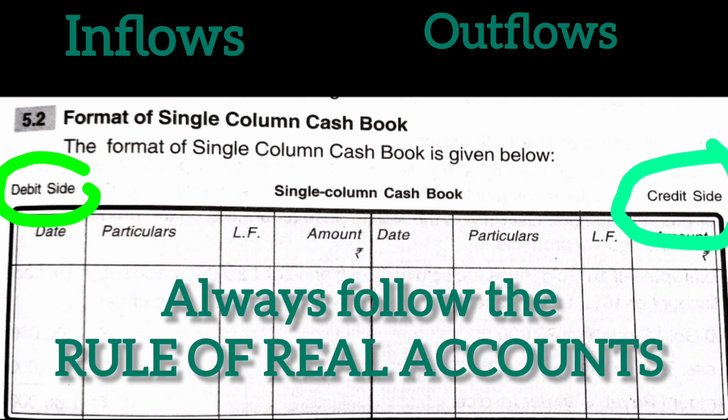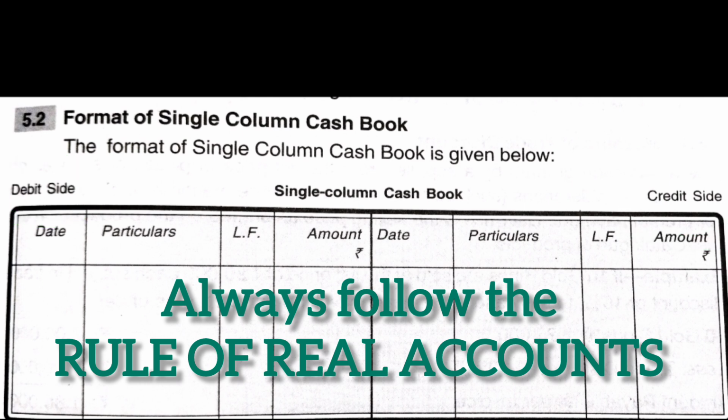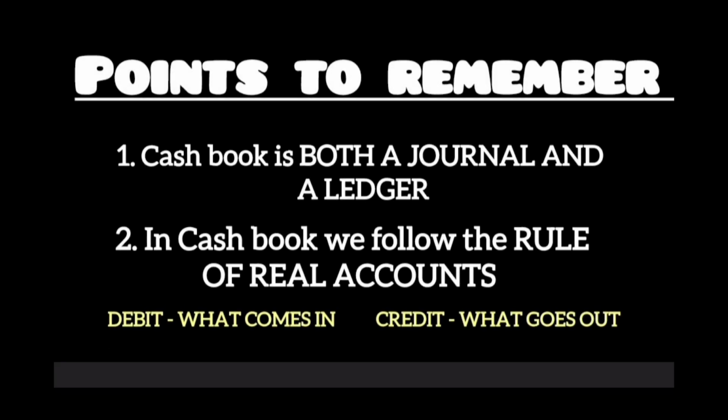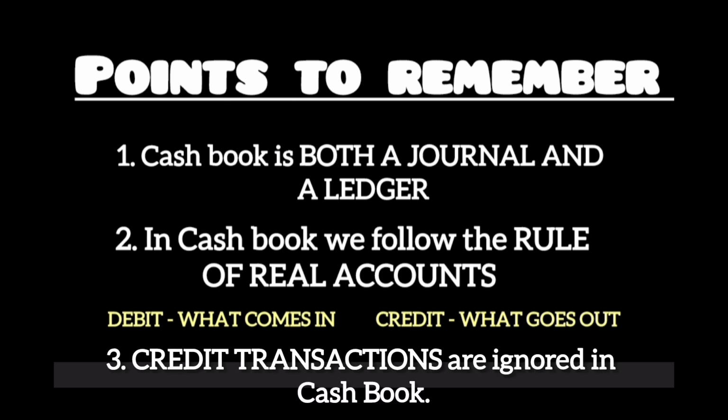Now, the third point which you need to remember is that in the cash book we don't record the credit transactions. All the credit transactions are ignored under the cash book. Now coming to our next topic, which is the types of cash book. Cash books are categorized under four types or four classes.